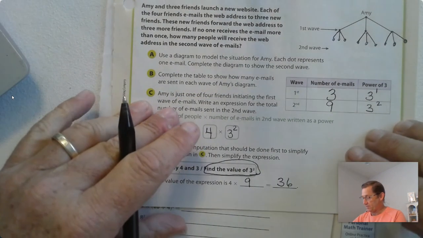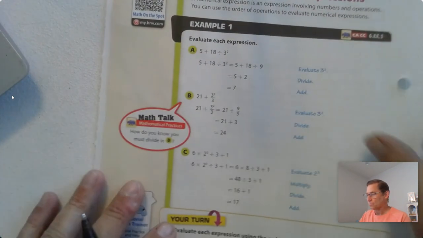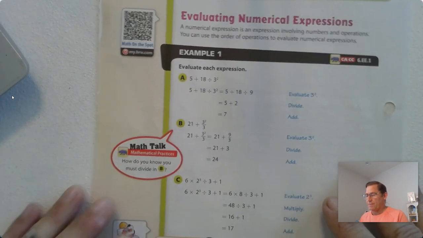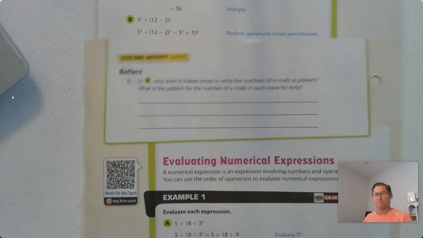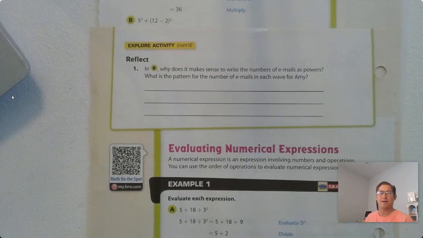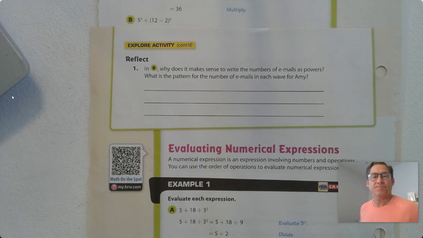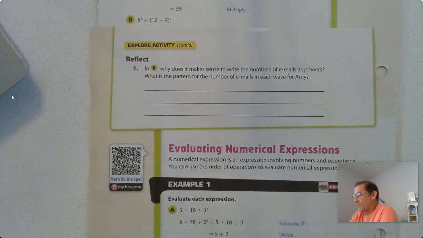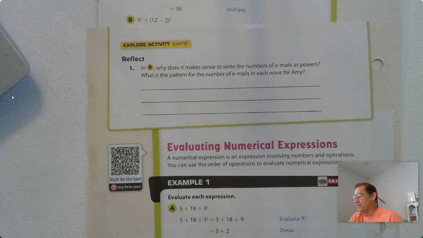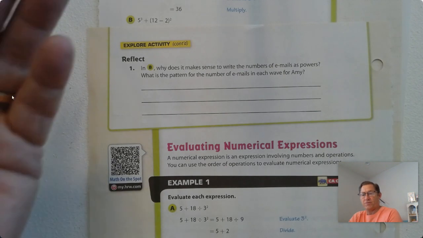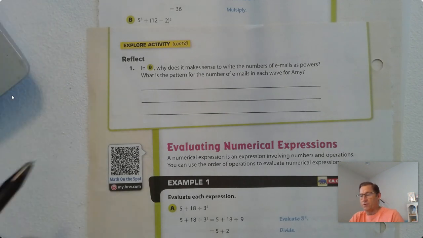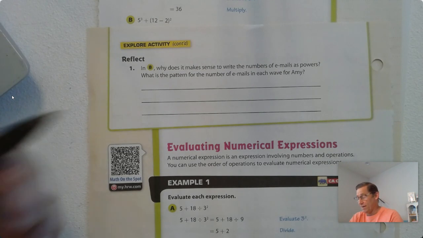All right, let's look at page 252. In part B, why does it make sense to write the number of emails as powers? And what is the pattern for the number of emails in each wave for Amy? Okay, so by writing the values as powers, you can see the exponent is equal to the wave number. And so that would be 3 to the first for the first wave, 3 squared for the second wave, 3 to the third for the third wave, 3 to the fourth for the fourth, and so on.